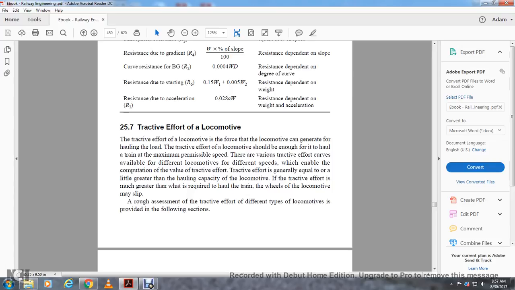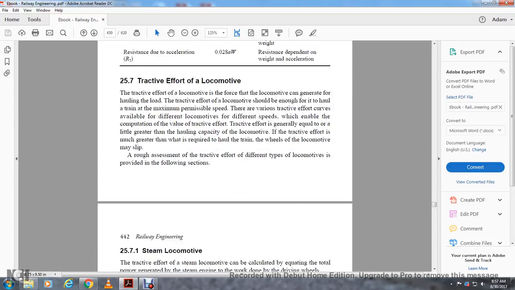The greater the tractive effort, the greater the hauling capacity of the locomotive. The tractive effort can be much greater than required to haul the train when the wheels of the locomotive may slip. A rough assessment of the tractive effort of the different types of locomotives is provided in the following sections.